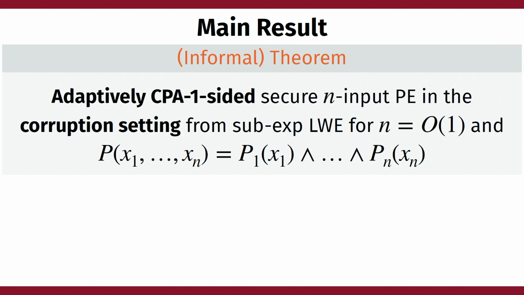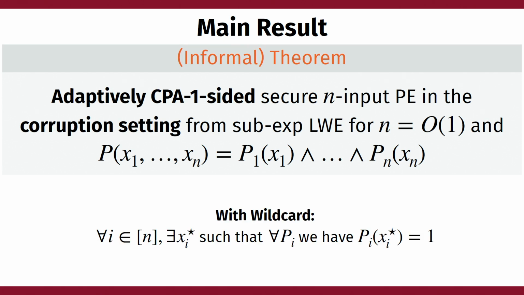The class of predicate is the usual one with a difference, and the difference is that each predicate of the conjunction presents a wildcard. So there is an input that satisfies the predicate, depending on which one you choose. And I want to stress that the wildcard is needed both for functionality and security.